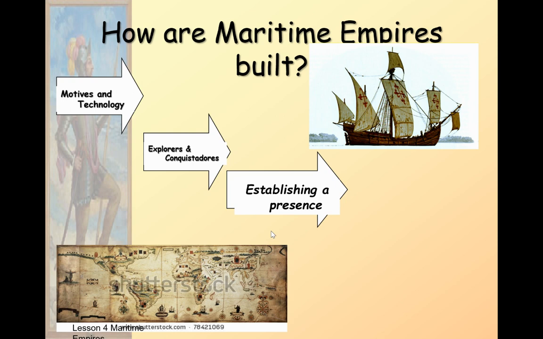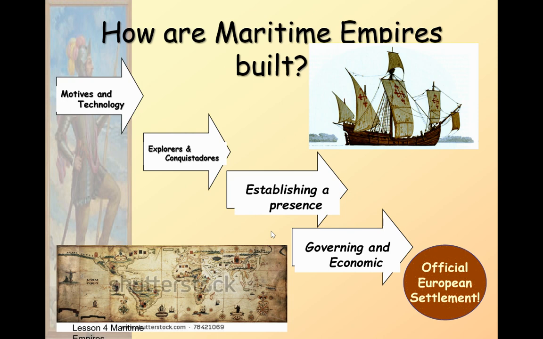Then we establish a presence, either a trading post in the Eastern Hemisphere or a colony in the Western Hemisphere. And we create a system to unify the people who live there, to rule them, but especially integrate them into our economy because we want them to bring us gold and silver. In a colony, we also have to move people there. So through that process, we create an official European settlement.